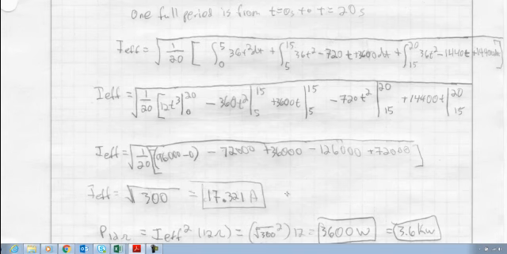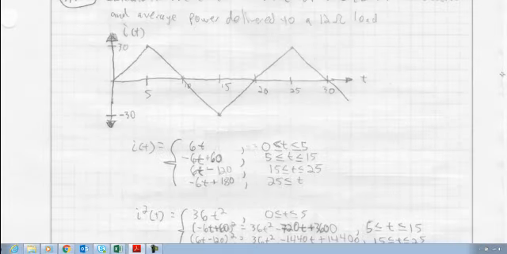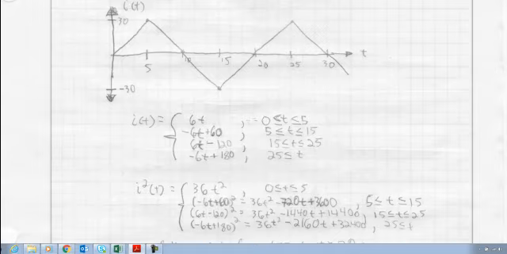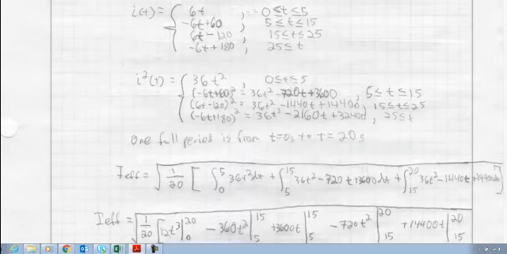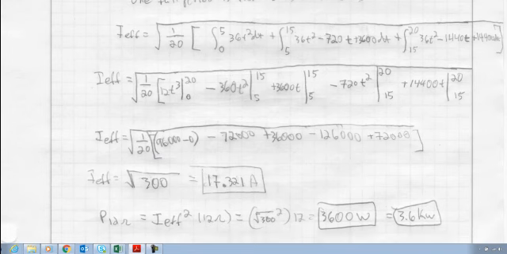So what that means is if you were to stimulate a load with a current source that had this particular shape current, a triangle wave shape of current, then you would have effectively delivered the same amount of power as though you had a current source that was a DC steady current source of 17.321 amps.